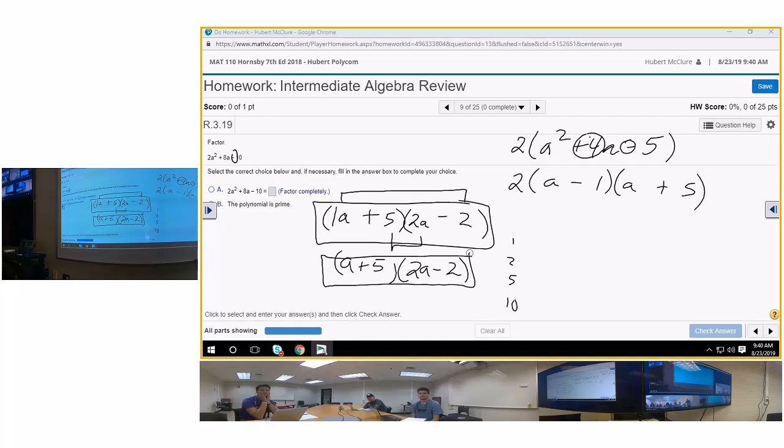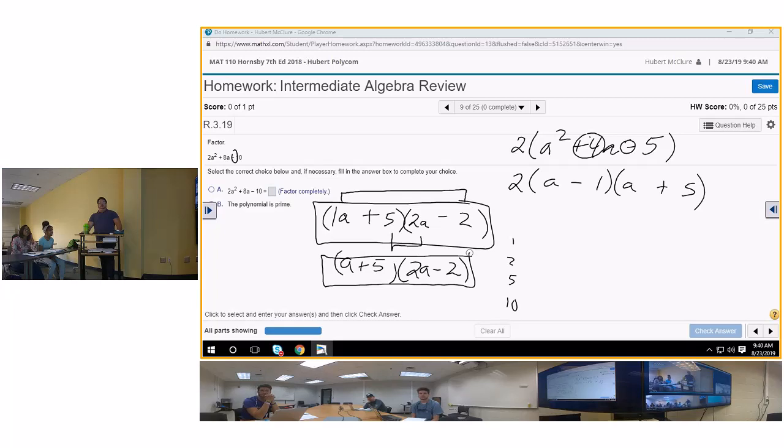I want you to learn how to do it both ways because we're going to get to completing the square and you're going to know how to do it 3 ways.